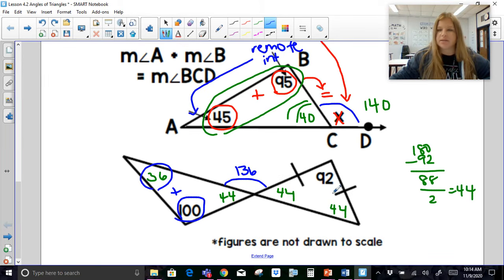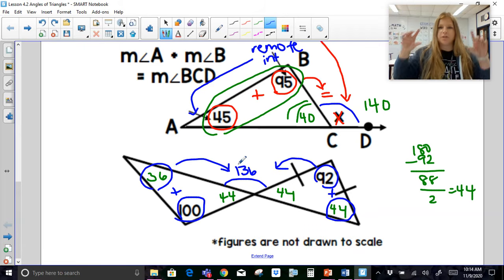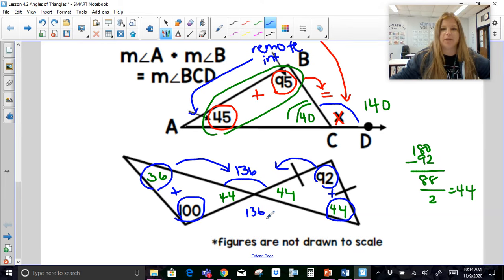Now, the other way is also here, and this is nice because you're getting different numbers. I could do 180 minus 44 and get 136, or if I add up these remote interiors, look at that. 92 plus 44 also gives me 136. So the two remote interior angles add up to make that exterior angle. And then, of course, the same would be true here. I would end up getting 136.